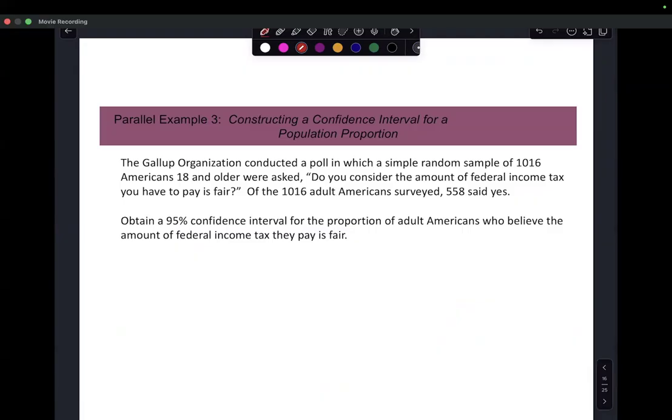Okay. So a Gallup organization conducted a poll, a simple random sample of 1,016 Americans 18 and older were asked, do you consider the amount of federal tax you have to pay is fair? 558 of those adults said yes. Now, we're going to do this one, and then I'm going to show you a fancy calculator function.